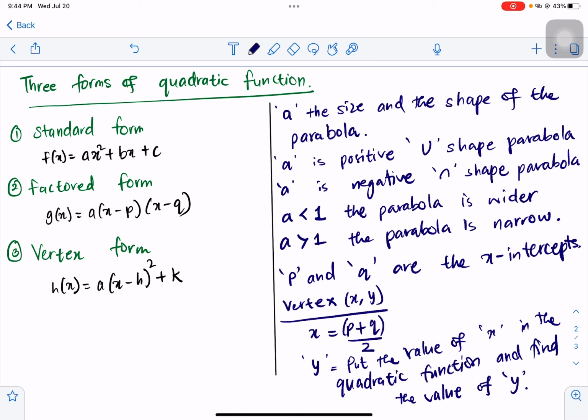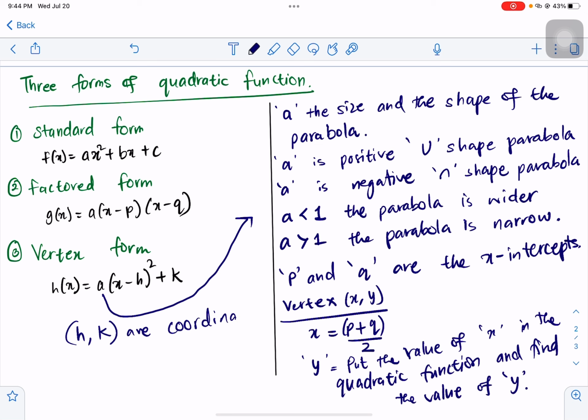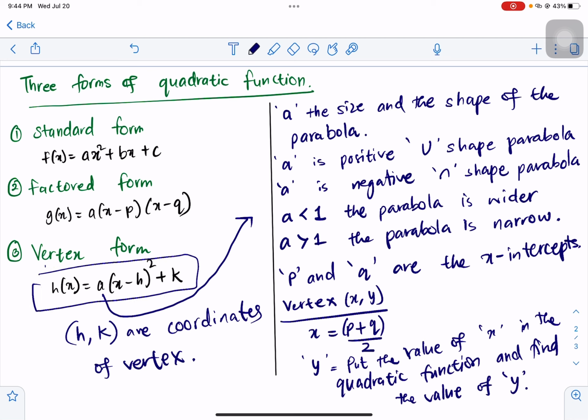Now in your vertex form, your a here is the same as what I have already explained, whereas your h, k are the coordinates of the vertex. That is why this function is called the vertex form, because you can easily see the coordinates of the vertex. Are you getting my point? So from factored form you can directly take your x-intercepts, whereas from the vertex form you can take the coordinates of the vertex.